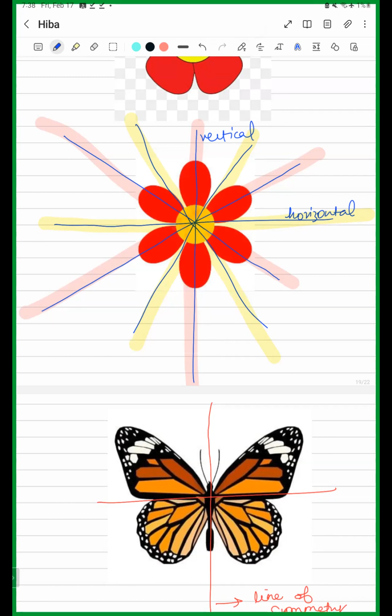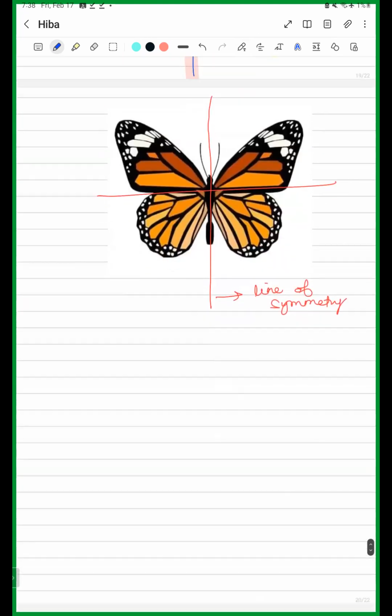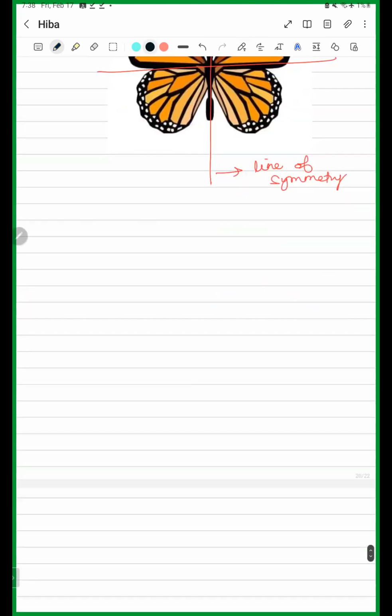Now let's take a look at, let's say you have an equilateral triangle. Okay, I know this doesn't look equilateral because I have drawn it very roughly. But can you guess how many lines of symmetry this has?